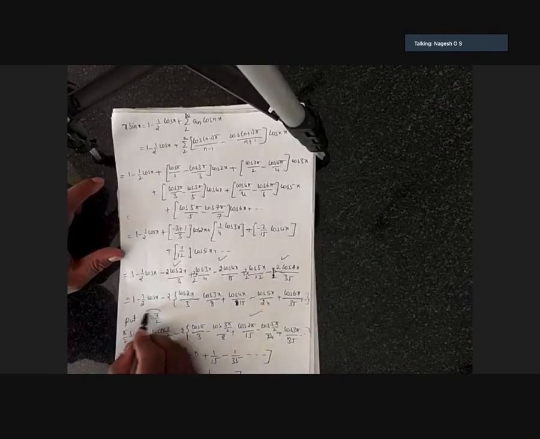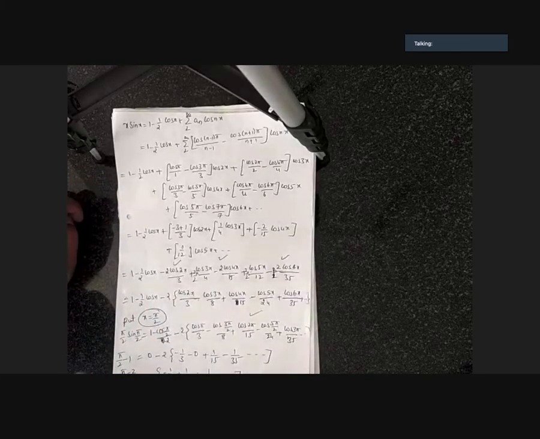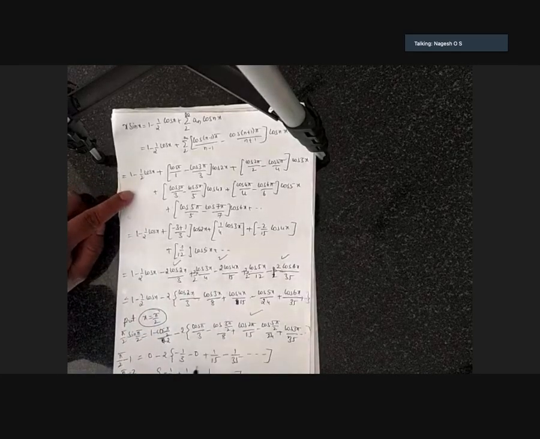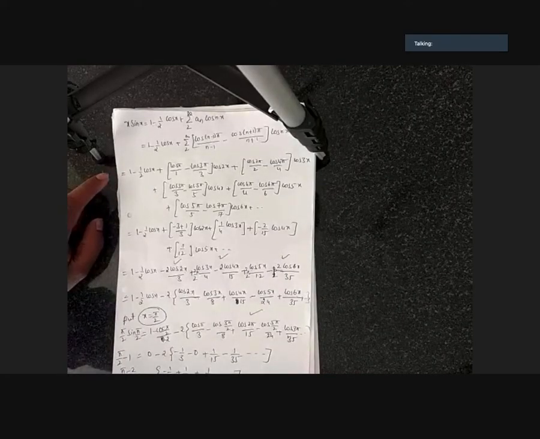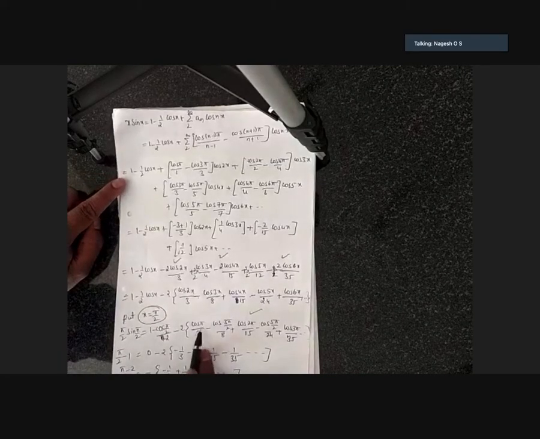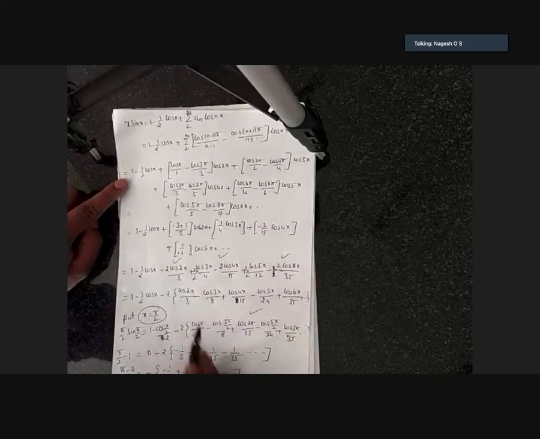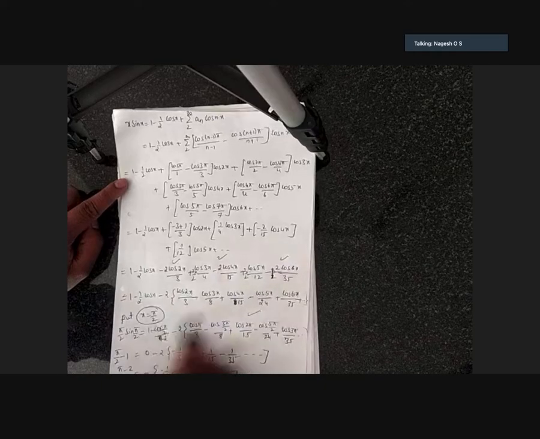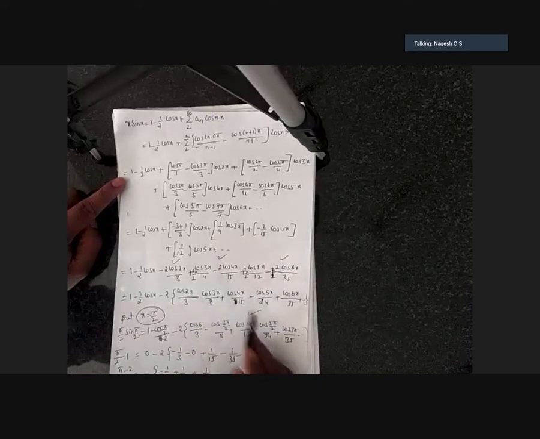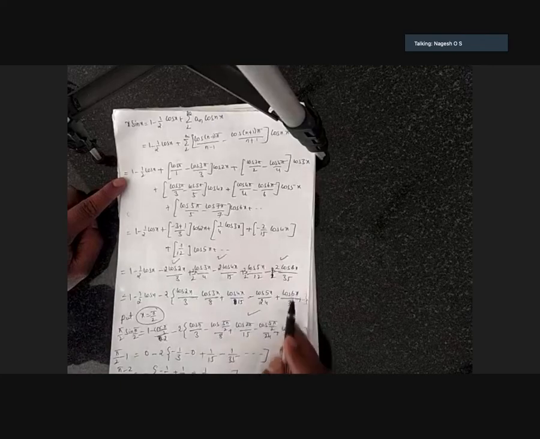After this, put x equal to pi by 2. Why? We don't want cos terms. We want only numbers. That's why put x equal to pi by 2. If you put x equal to pi by 2, this will become 2 into pi by 2, that will be pi. Here 3 into pi by 2 will be 3 pi by 2. Then this will be 4 into pi by 2 will be 2 pi. This will be 5 pi by 2. This will be 3 pi.